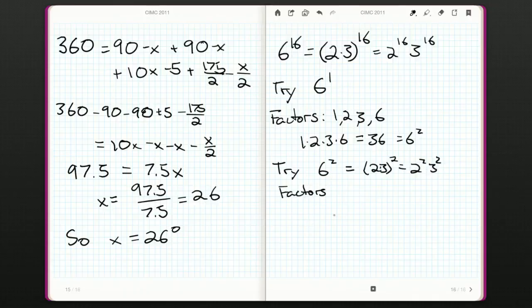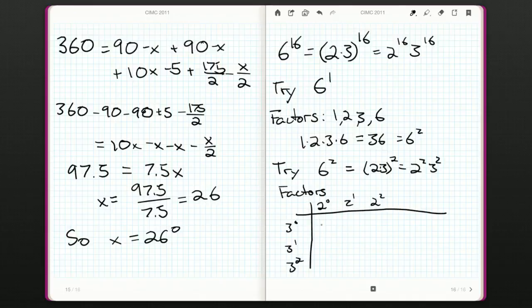So what we do is we make a little chart here. It has a 2 to the 0, or a 2 to the 1, or a 2 to the 2. It'll go in these respective columns. 3 to the 0, 3 to the 1, 3 to the 2. That way we'll be sure we get every possible factor here. So 3 to the 0: 1, 2, 4. Then all the factors of 36 that have just one single 3 in their prime factorization: 3, 6, 12.